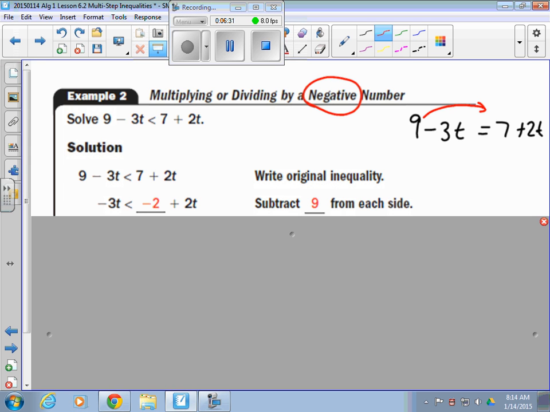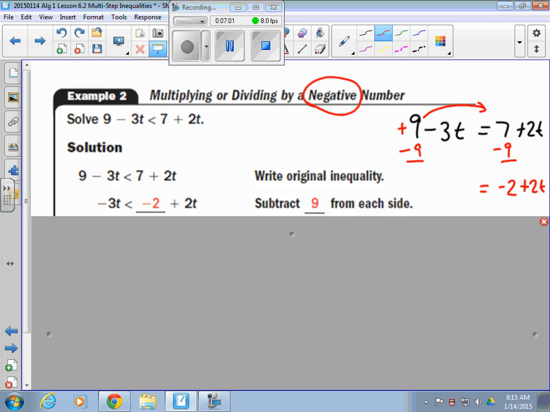Now, when we do equations, typically we want to bring the smaller variable over to the larger one side. But since at the end with inequalities, we want to make sure the variable's on the left anyways, let's bring everything that's not a variable to the other side, and that's why it has you subtract this positive or plus 9 first. If you subtract it from the left, you're going to do it from the like term on the right. 7 minus 9 we know is negative 2 plus 2t.